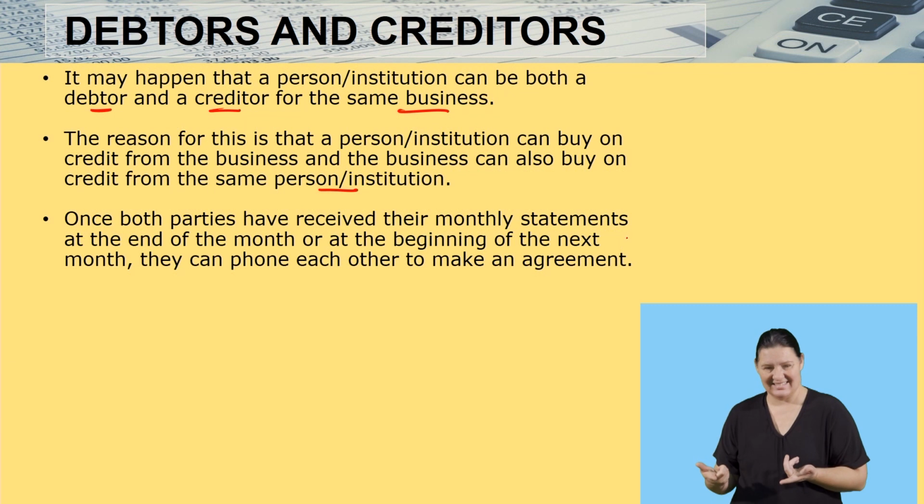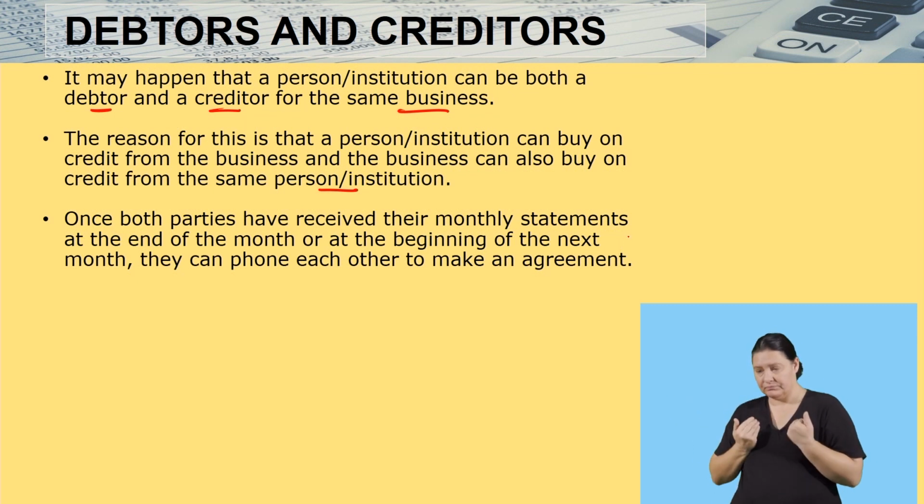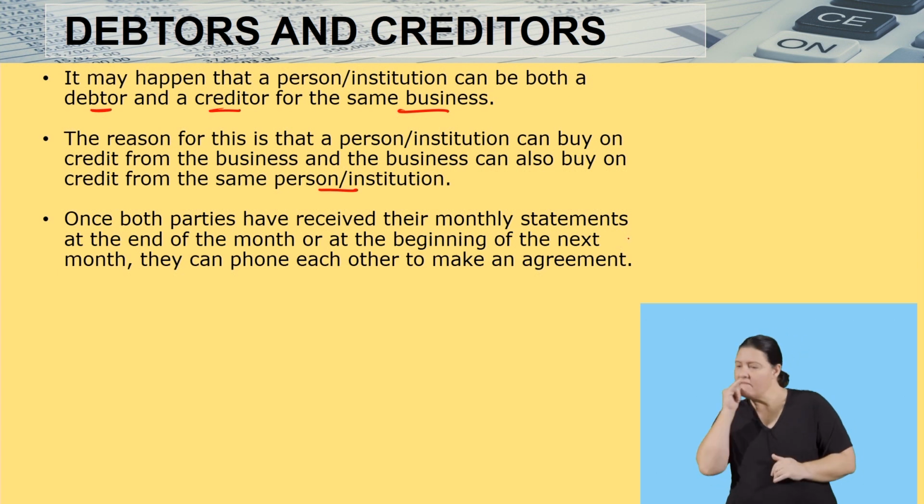Once both parties have received their monthly statements at the end of the month or at the beginning of the next month, they can phone each other and make arrangements. So remember, they are our debtors. We have sent them a statement. And because they are our creditors, they will send us a statement. Then we will communicate with each other, and we can make an arrangement depending on the amounts that are owing.